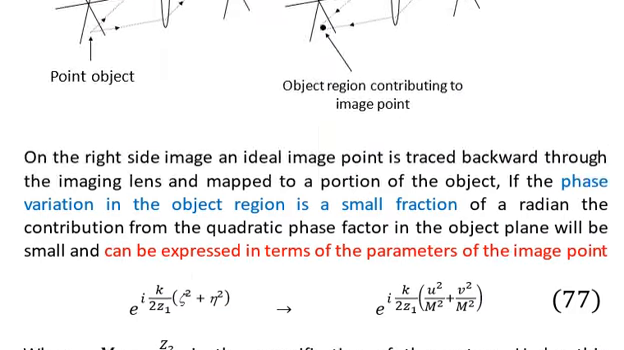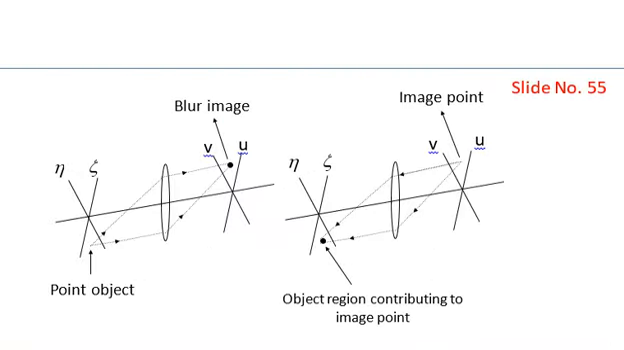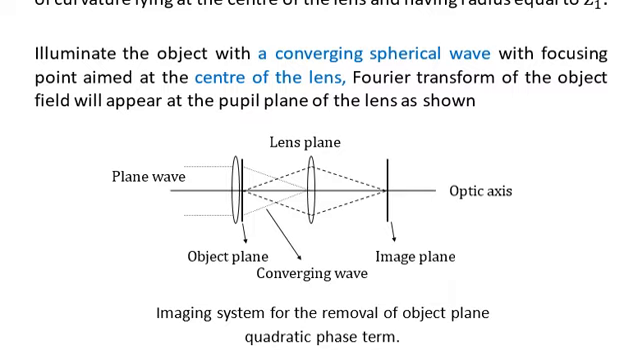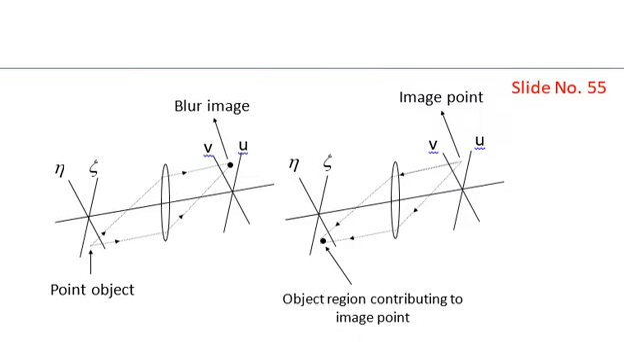Again, let me remind you that on the left hand side in equation number 77 is the quadratic phase factor. This is also removed by the second option that we have described here using this diagram. Now consider the phase contribution by the object quadratic phase factor in a small region of the object that contributes at a particular image point, being a small fraction of a radian. So this is the second possibility that can help us remove the quadratic phase factor. Let me explain that through this diagram.